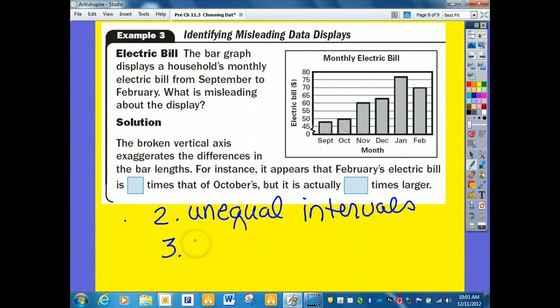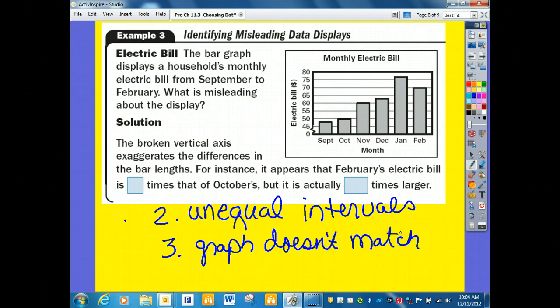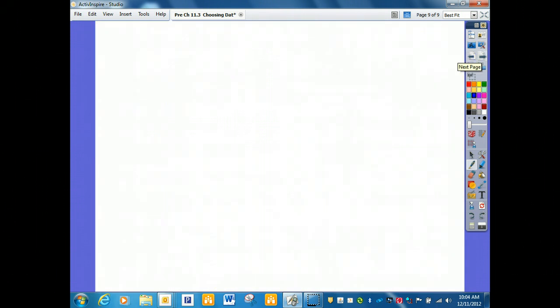Third one: graph doesn't match percentages. Excellent. Like I said, you're going to need to know those for a test, so keep that in mind.